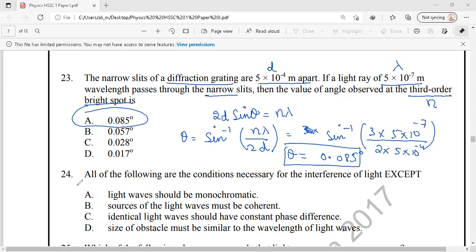Next, we have question number 24. All of the following are necessary conditions for the interference of light except for one.